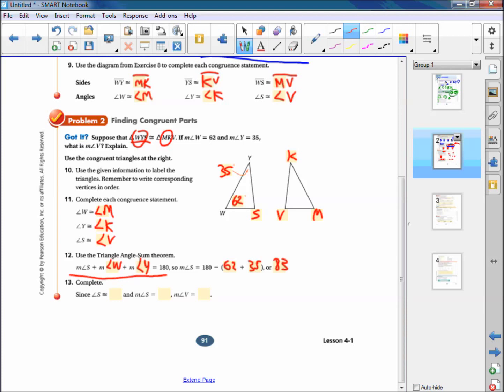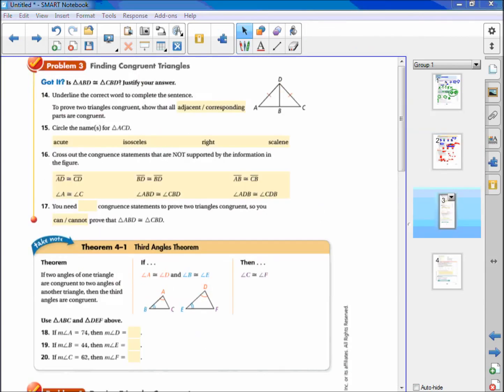Okay. All right, so let's complete these. So the measure of angle S is going to be 83, but S is also congruent to angle V. So the measure of angle S is 83, and the measure of angle V is also 83, all right, because they correspond to each other. So we want to make sure that we put our corresponding angles and our corresponding segments together. Okay, on our third page, we have problem number 3, finding congruent triangles.